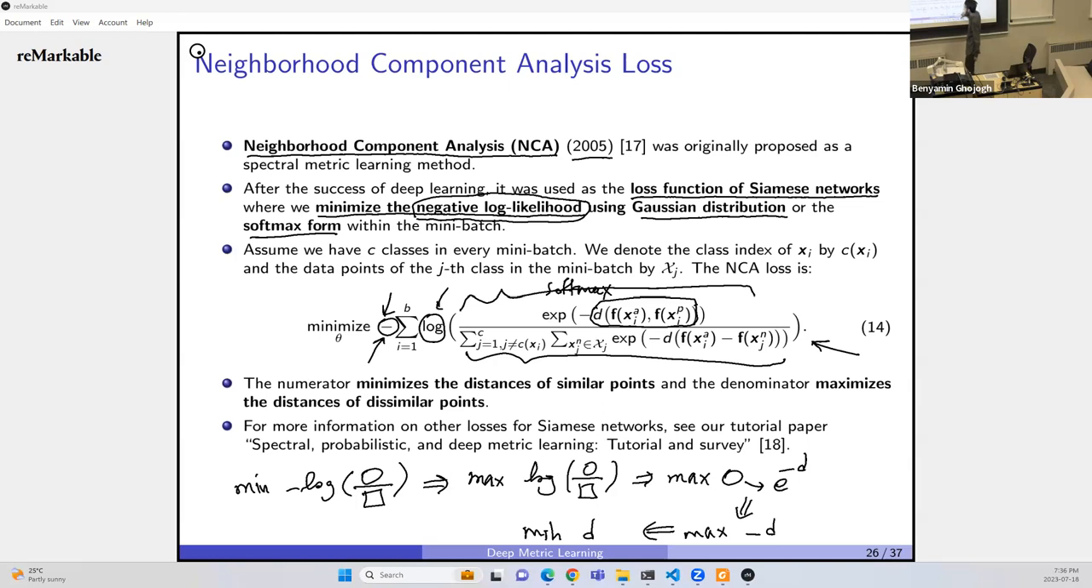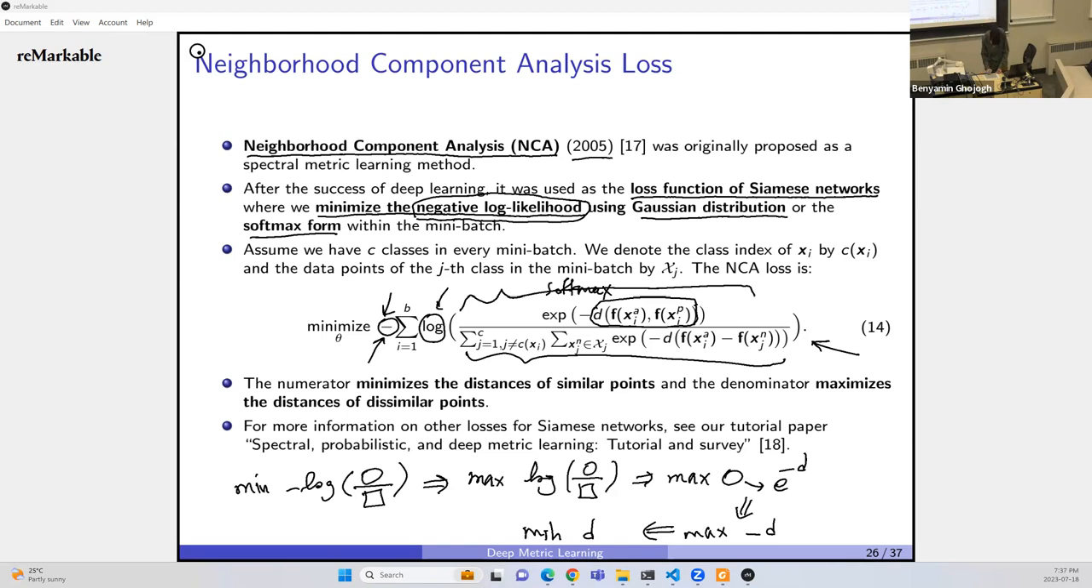With the same interpretation, you can have the same interpretation for the denominator, which means that you are maximizing the distance between the anchor and the negatives, right? As expected. So this loss function is doing, again, the ideal triplet and contrastive loss, but in another way, in a probabilistic way, right? Okay.